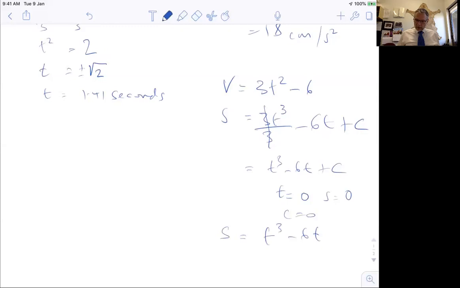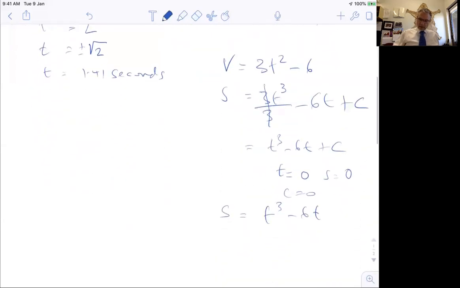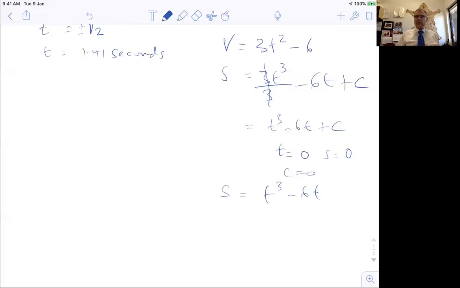Now what we're doing here is calculating the distance in the 3rd second. So we've got to be careful, it's not after 3 seconds, but during the 3rd second. So from the end of the 2nd second to the end of the 3rd. So I need to work out the distance after 2 seconds. If we do that, we get 2 cubed minus 6 times 2, it's 8 minus 12. And 8 minus 12 is negative 4.